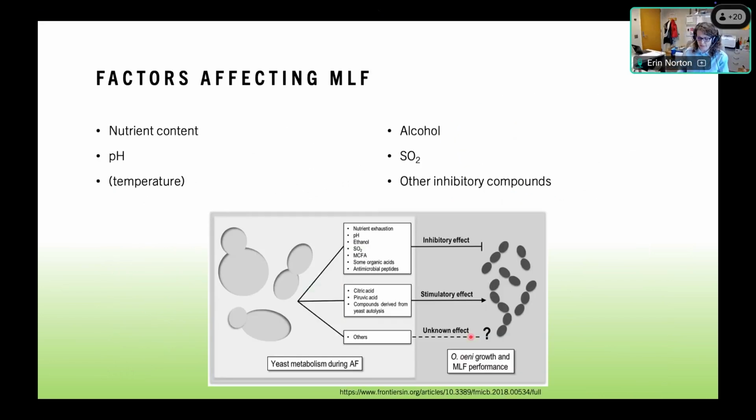Factors affecting malolactic fermentation. So this leads us into the different ways to inoculate for malolactic fermentation. There are things that will inhibit, and things that will promote MLF bacteria, and a lot of them are the same things that will affect yeast, okay? So nutrient content, pH, temperature, although not as much, they're pretty tolerant to the temperatures we have for wine. Alcohol, sulfur dioxide, and other inhibitory compounds. So just going through this for a second.